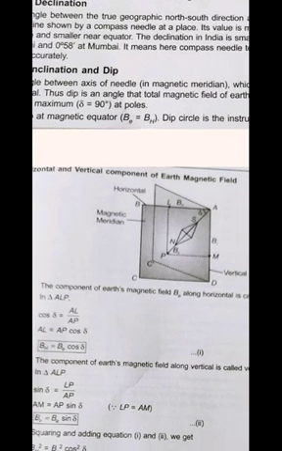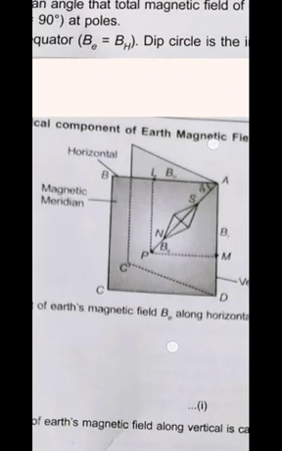Figures you see. The angle between the total magnetic field and the horizontal component is called dip. You see the figure.